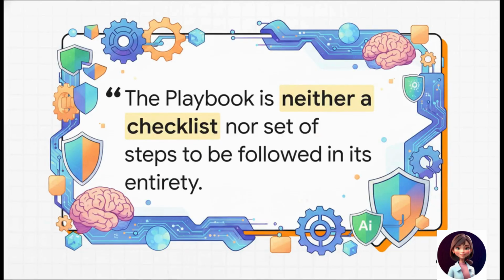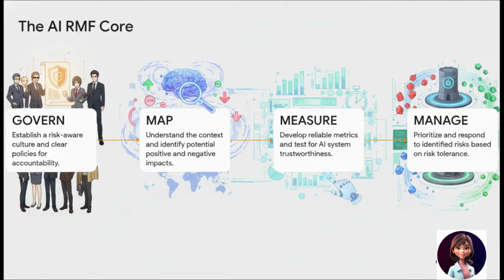Okay, this is super important and something to get right from the get-go. This framework is not a checklist you just tick off once and you're done. Think of it more like a flexible game plan. Every company, every AI system is totally different. This is meant to be a continuous process that you shape and adapt to your own unique situation. At its core, the framework is built around these four functions that stack on top of each other: govern, map, measure, and manage.